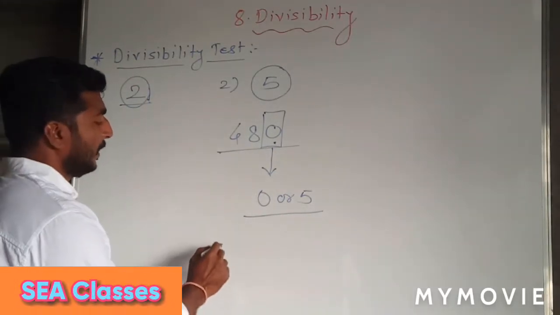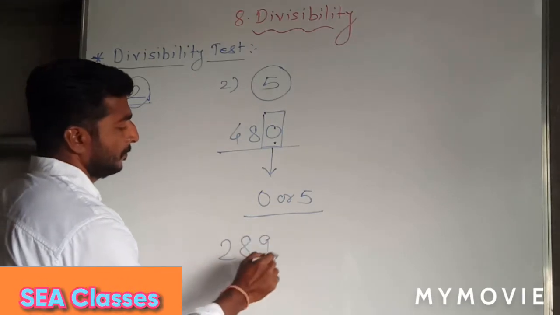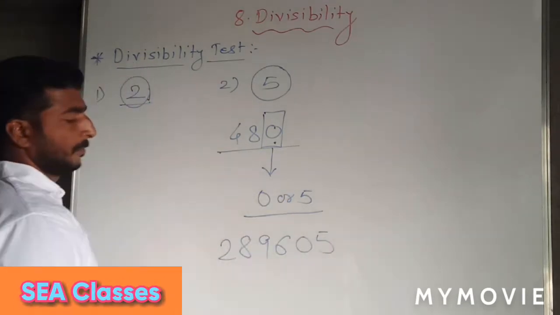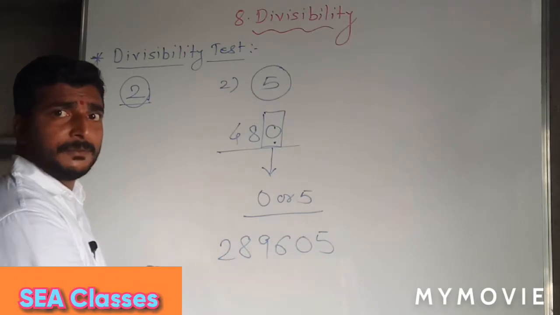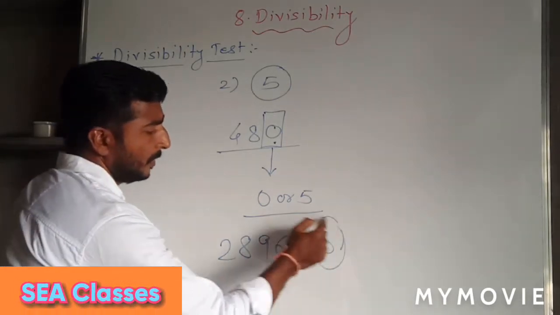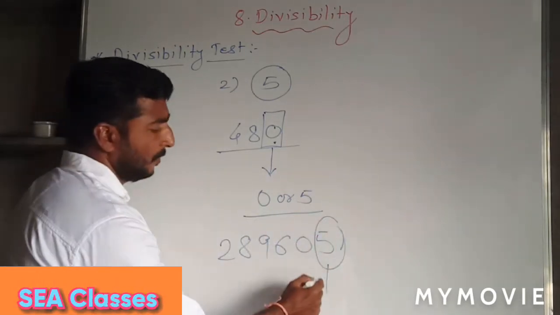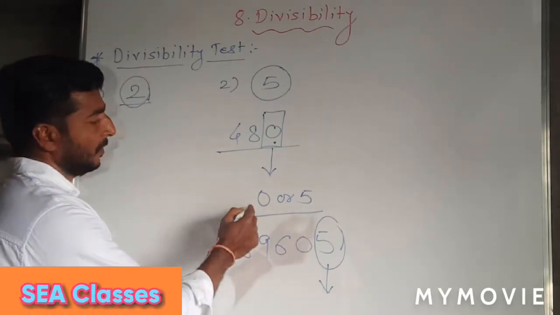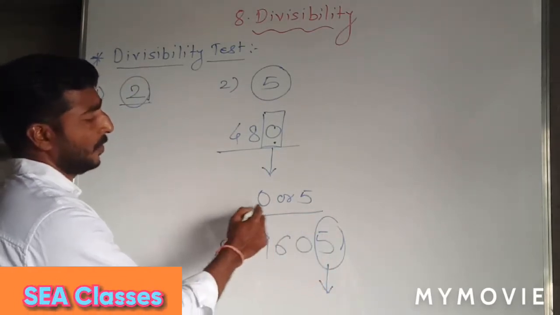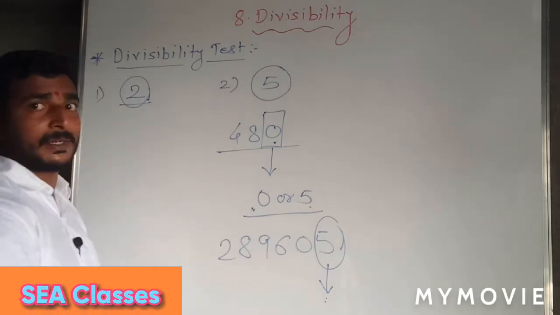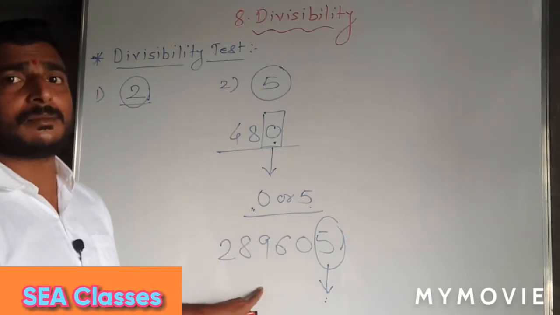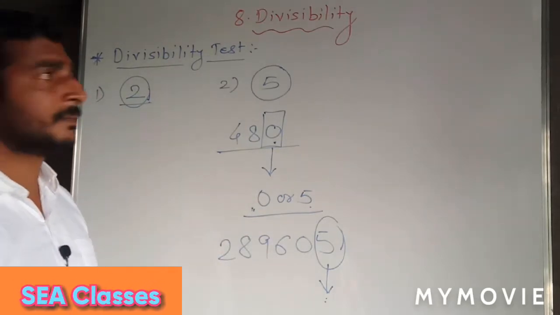So for example, I will take here some number. Is this number divisible by 5? What you will do? You will see the unit place. Is it 5? Yes. If the digit in the unit place of the given number is 0 or 5, the number is divisible by 5. So you can say that yes, this number is divisible by 5.